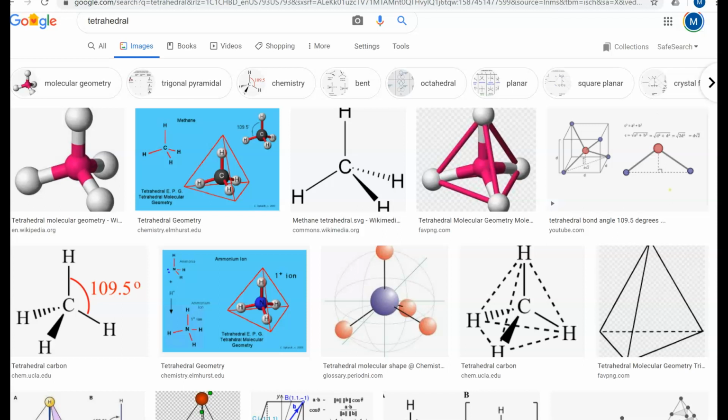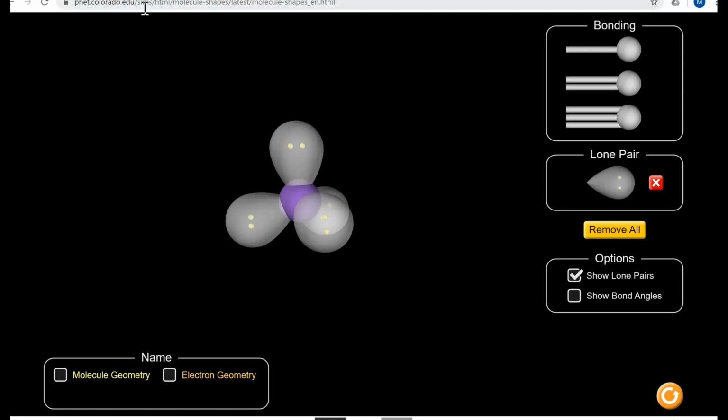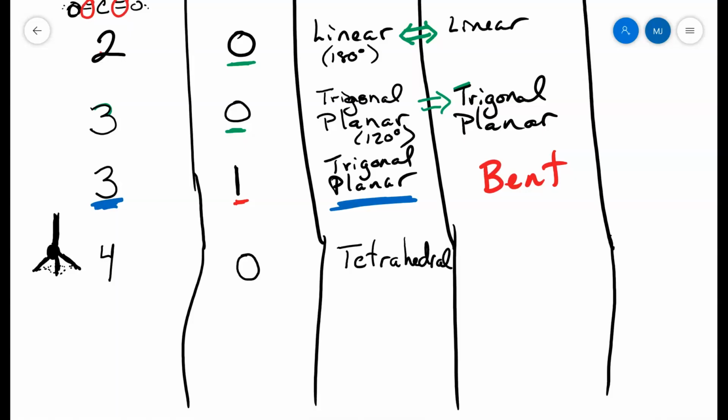So, the tetrahedral shape. This is key for those who go on to organic chemistry. It is the favorite shape, or one of the main shapes carbon takes in compounds. All right, now let's go back here. We've got our tetrahedral shape. Because it is 0, the molecular shape is also tetrahedral.